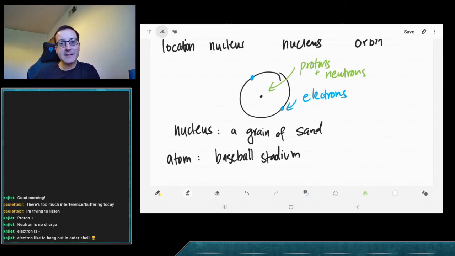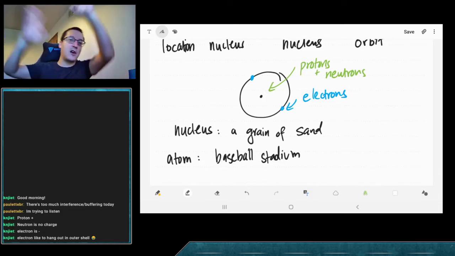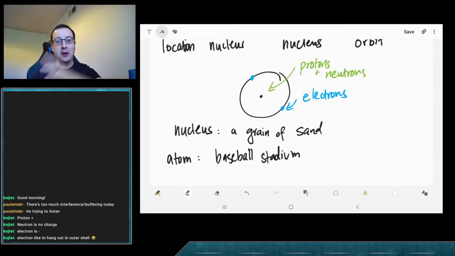So just consider the size difference here. A grain of sand versus a baseball stadium. Huge difference in the nucleus size versus the entire atom size. So those electrons can go all over the place, wherever they want to go. They're just zipping around like crazy.